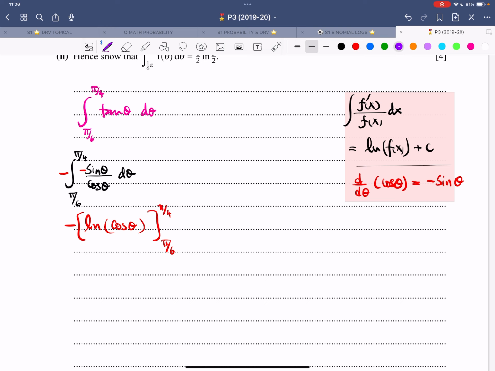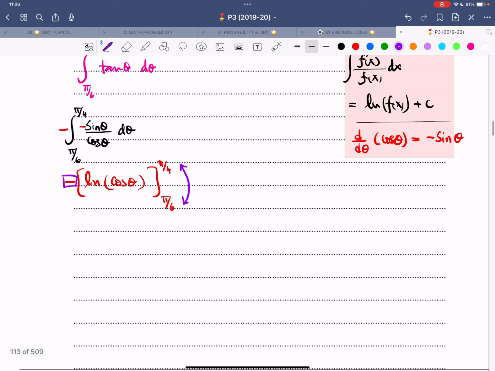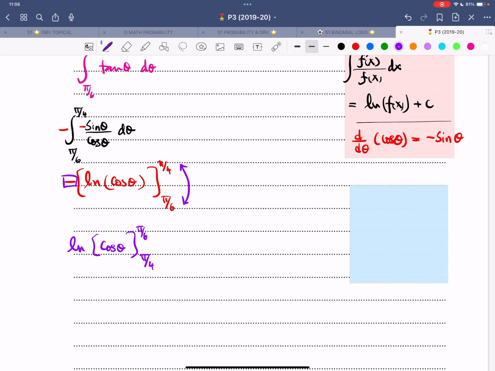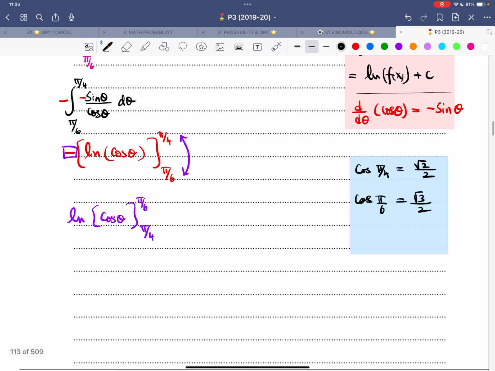Now, as usual, it's a favorite idea of the examiner to test with a negative sign. If I remove this negative sign, I can flip the limits. So this is ln cosine theta between the limits. Pi by 4 goes down, pi by 6 goes up. Another thing that I want to focus on is that we are dealing with cosine and the integration is already done. So cosine of pi by 4, that is root 2 over 2. And cosine of pi by 6, that is root 3 over 2. So I'll be using these two.